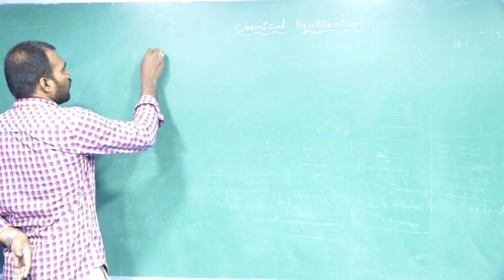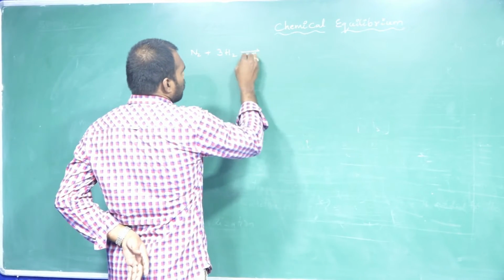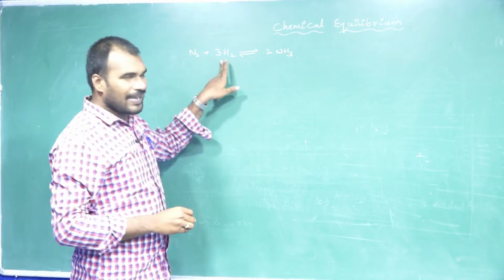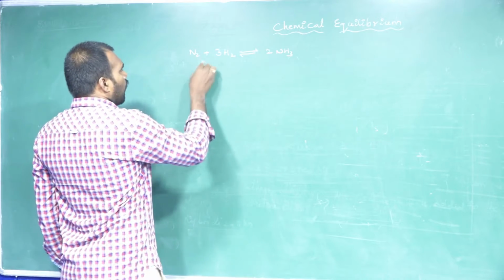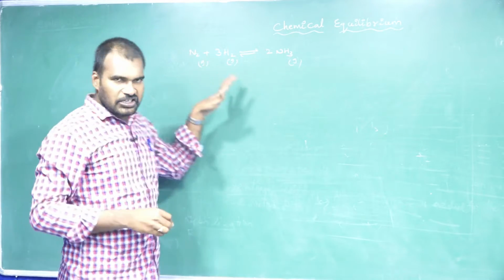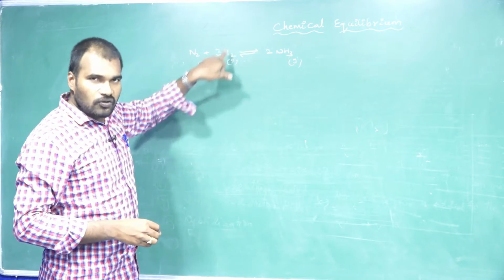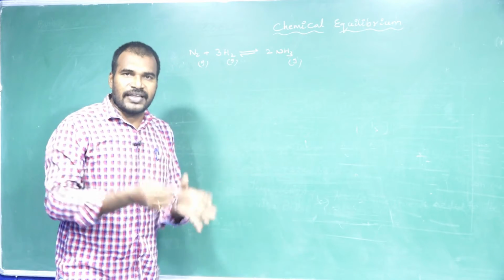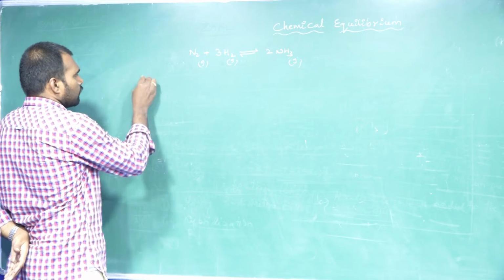The formation of ammonia is what we call Haber's process. N2 plus 3H2 gives rise to 2NH3. That means 1 mole of nitrogen reacts with 3 moles of hydrogen and produces 2 moles of ammonia. Here all are gases. Let us consider initially A moles of nitrogen reacting with B moles of hydrogen, taken in a vessel of volume V.